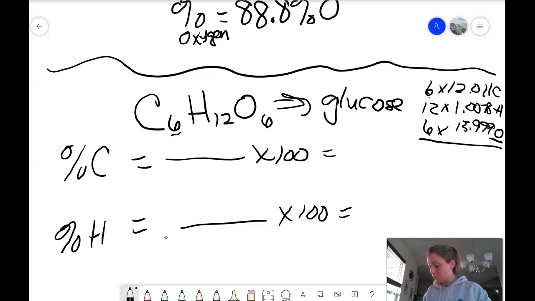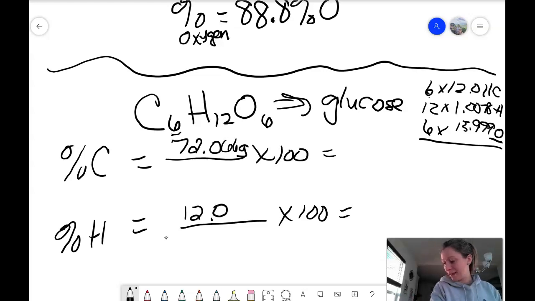So if we do the 6 times 12.011, and if you don't want to do the work twice in your calculator, you can set everything up so that you are working two ways at one time. The mass of the carbon, 6 times 12.011, is 72.066 grams. The mass of hydrogen is 12 times 1.0078, which is 12.094. And again, you don't have to go out 4 digits. 12.094 is fine. This is for the hydrogen. This is for the carbon.